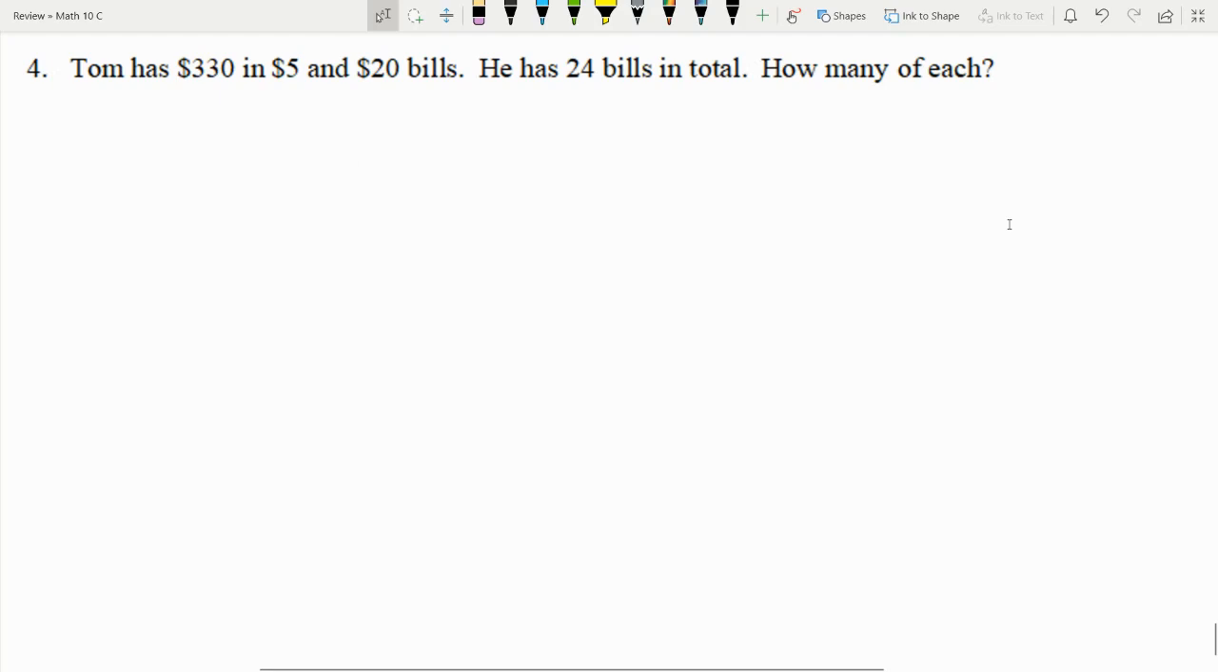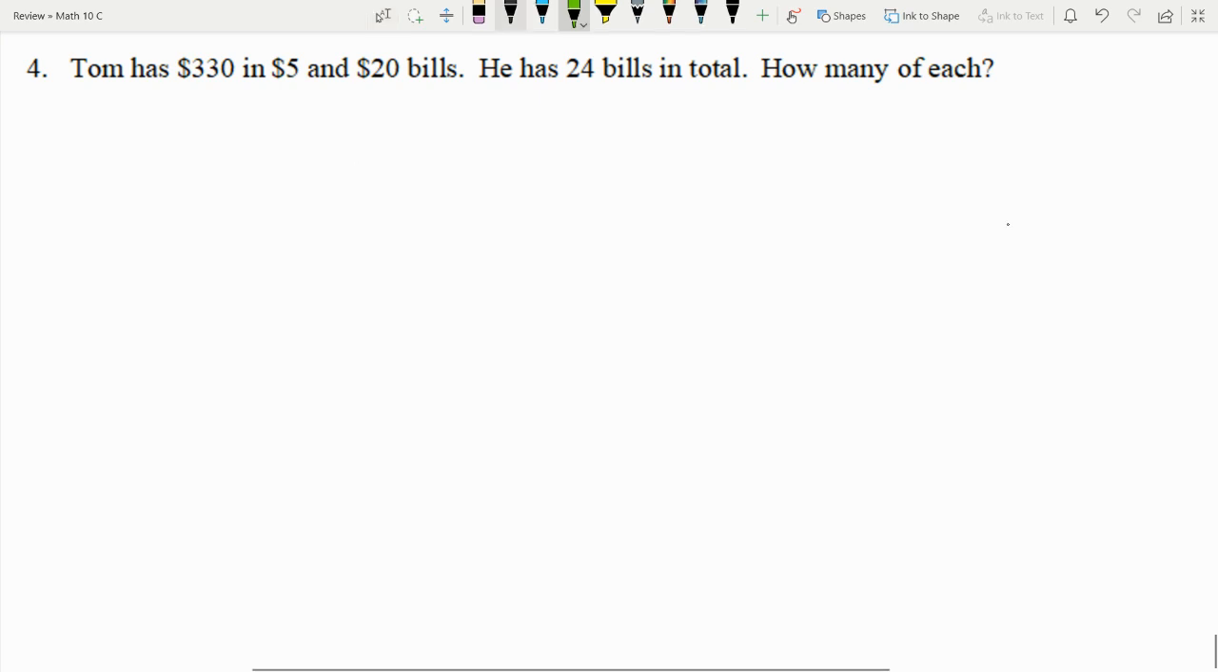Okay, let's do number 4 now. So for number 4, Tom has $330 in $5 bills and $20 bills. He has 24 bills in total. How many of each? So just from reading this short couple of sentences, I would say that he wants to find out how many $5 bills he has and how many $20 bills he has.